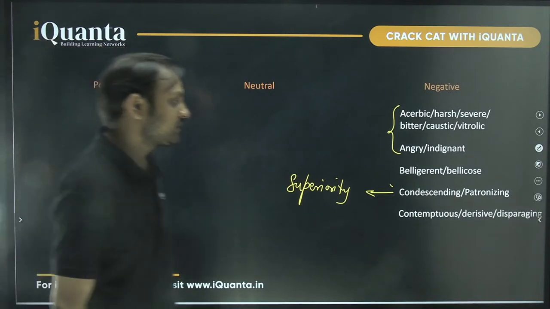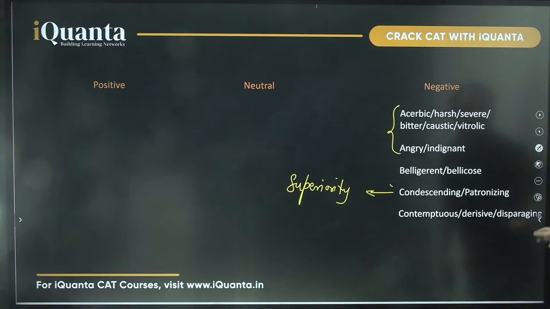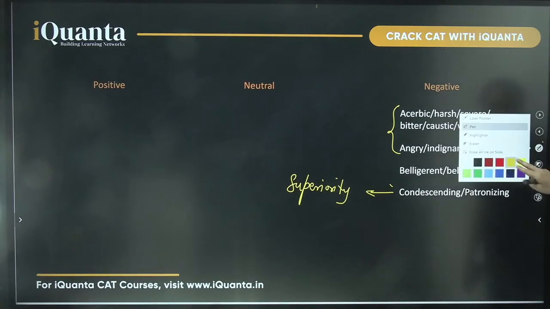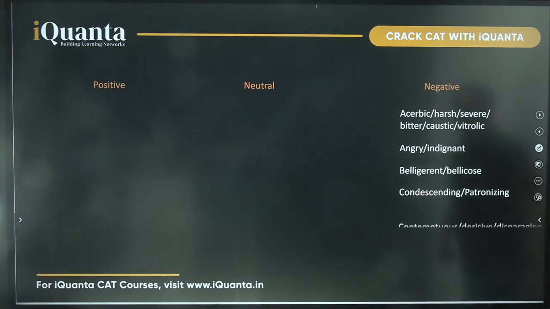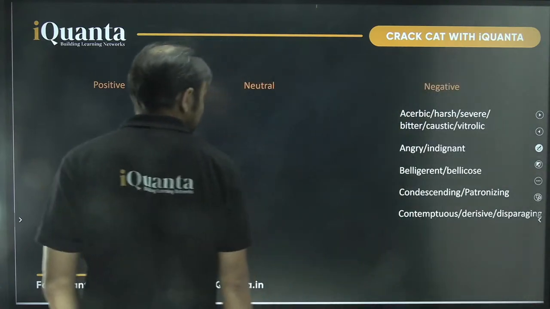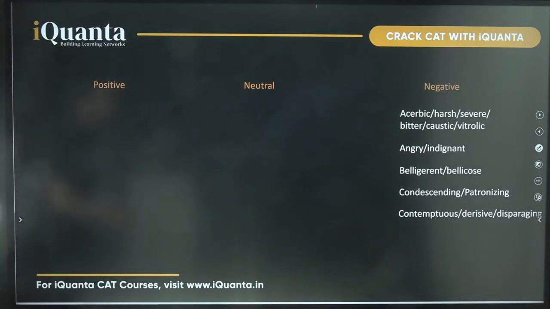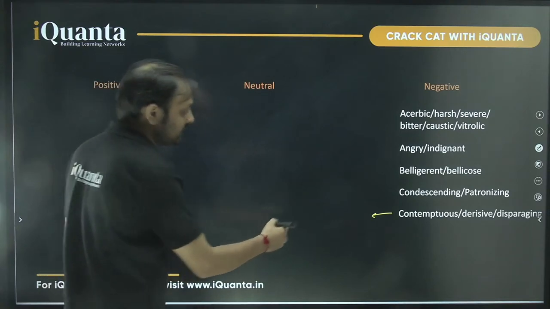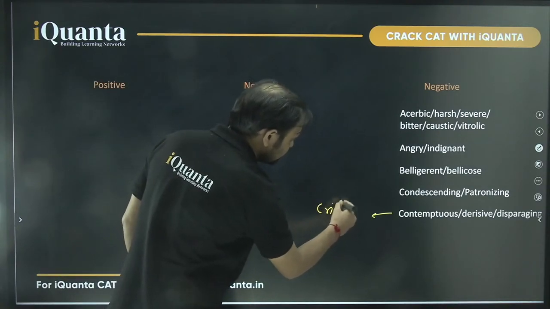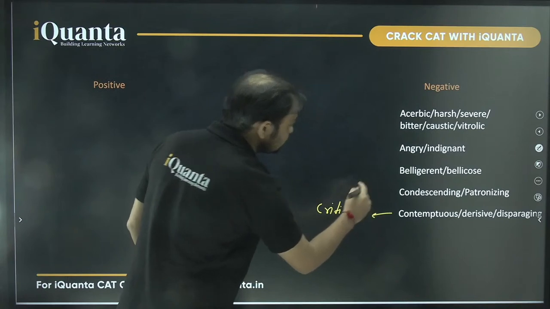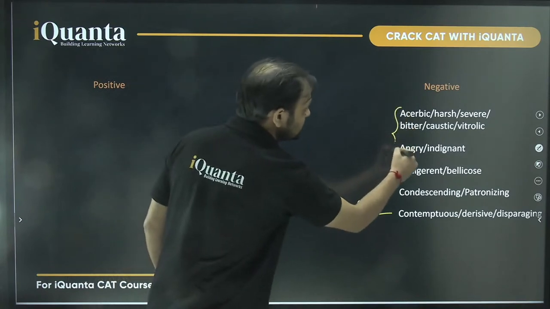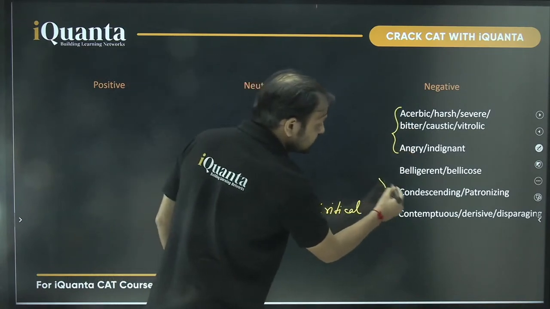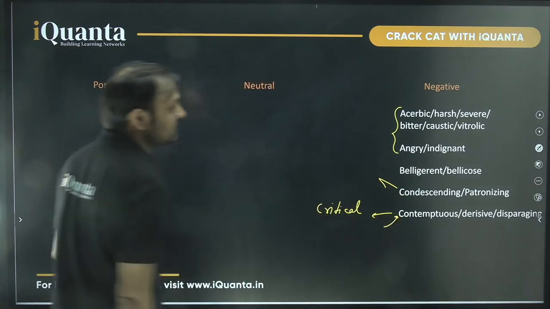And then you can be contemptuous, derisive, or disparaging. Again, these three words are synonymous. So whether you are contemptuous, derisive, or disparaging, you are being the same thing. And this is again very negative. You are being critical. And here again, you will be criticizing the other party with an element of superiority. And just these two are very close. In the same way, condescending and contemptuous are actually very close.